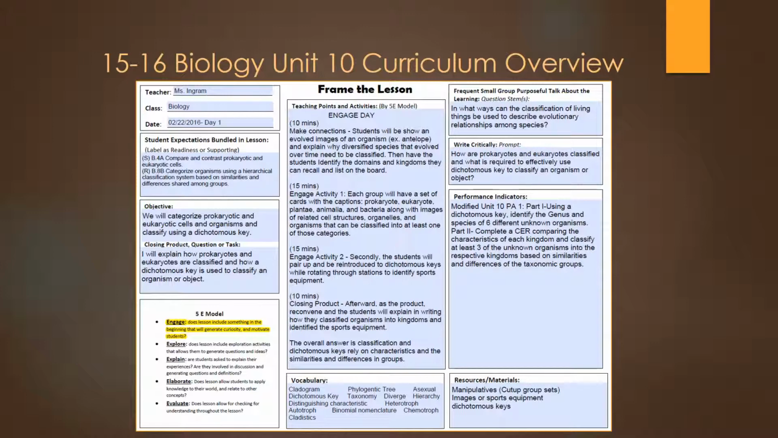Afterwards, I would send them into their next activity where they would have to pair up, and they will be reintroduced to the dichotomous key. They'll have to rotate through a lab station. I would give them 1 to 2 minutes. They will rotate through the lab station and identify sports equipment.